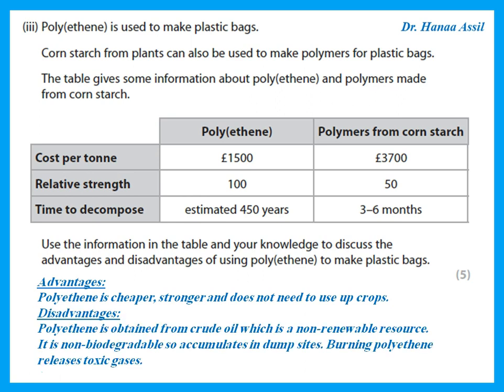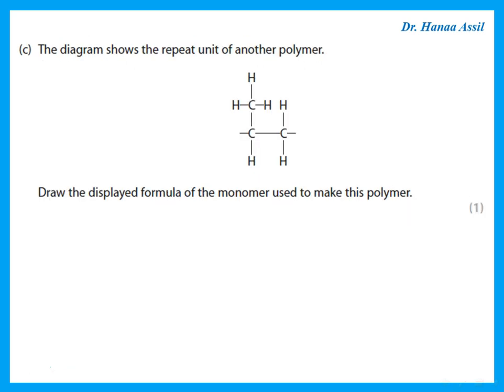The disadvantages of polyethylene, of course, we know that polyethylene is obtained from crude oil, which is a non-renewable resource. We know also that it is non-biodegradable, and that's why it takes a long time to decompose. So it accumulates in dump sites, and if we try to burn it, it releases toxic gases.